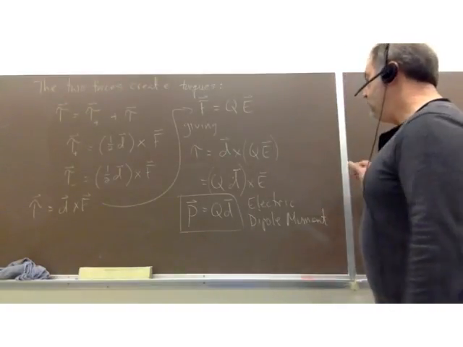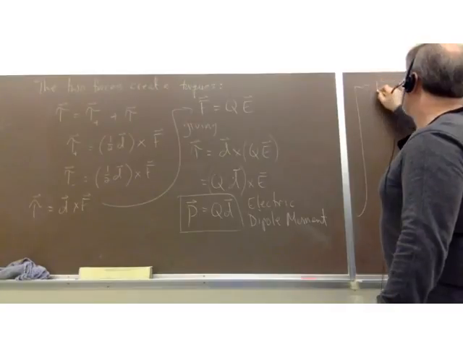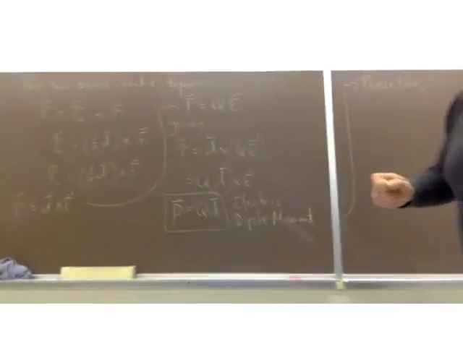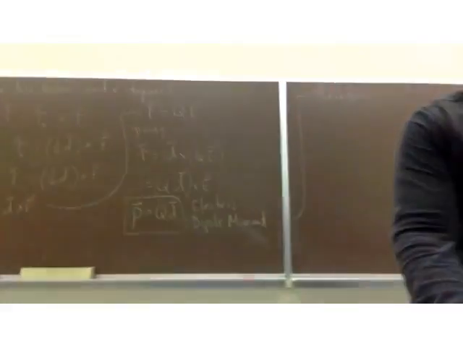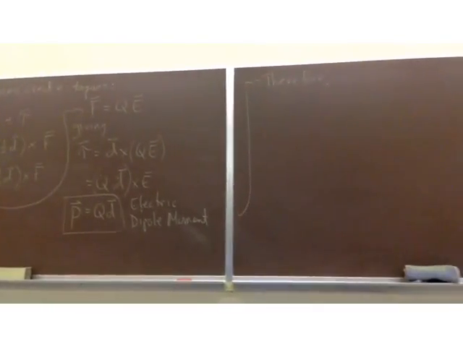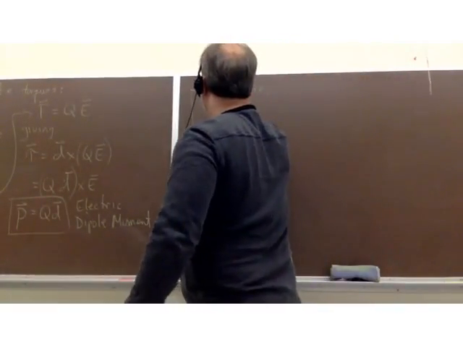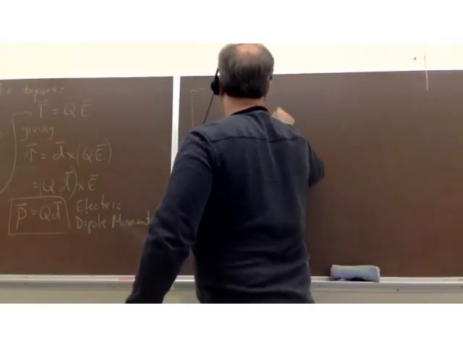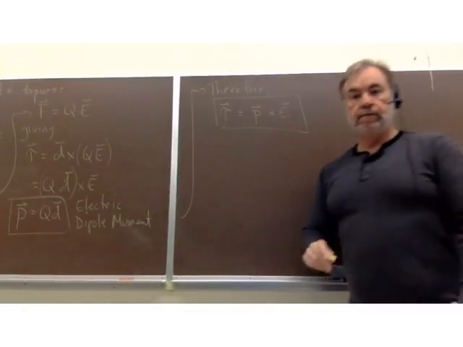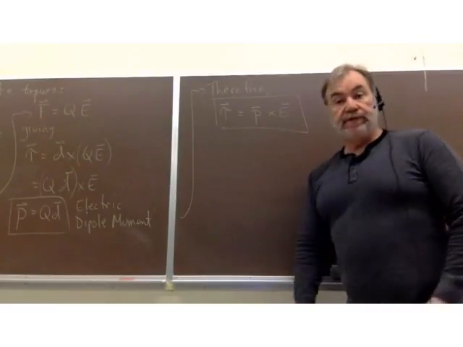So the torque then can be written in a nice simple way. Sorry, I keep running over my cables here. The total torque that our dipole experiences is simply P cross E. Okay. We can simplify this down a bit, by the way.